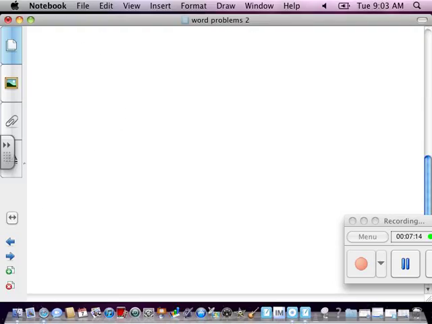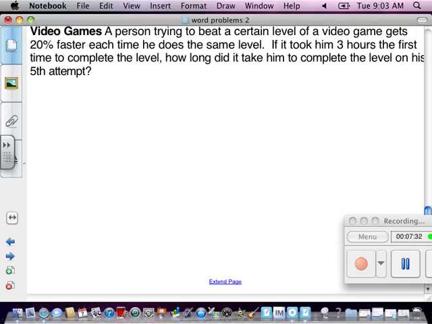Let's look at video games. A person trying to beat a certain level of a video game gets 20% faster each time he does the same level. It took him 3 hours to complete the first level. How long did it take him to complete his 5th attempt? So first of all, we know that this is what? Is the time going to go up or is the time going to go down? Down. So it's decay.